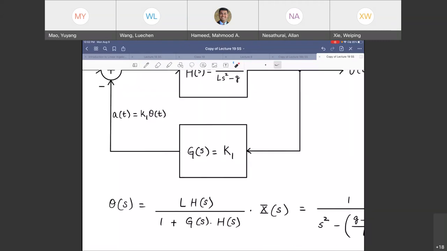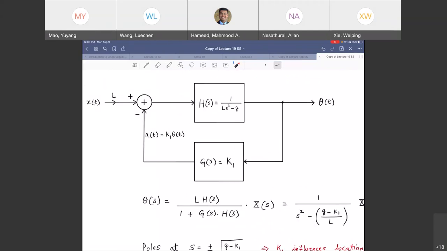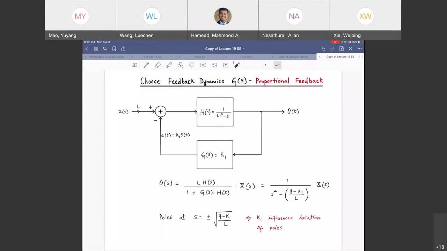Well, if G of s is simply k1, what is a of t? A of t will be k1 times theta of t, right? Acceleration is proportional to the angle that you just measured. If you choose this, will you be able to stabilize? Well, all I have to do is use the same closed loop transfer function, theta of s. Now I know G of s is k1, so I can substitute that over there and simplify.